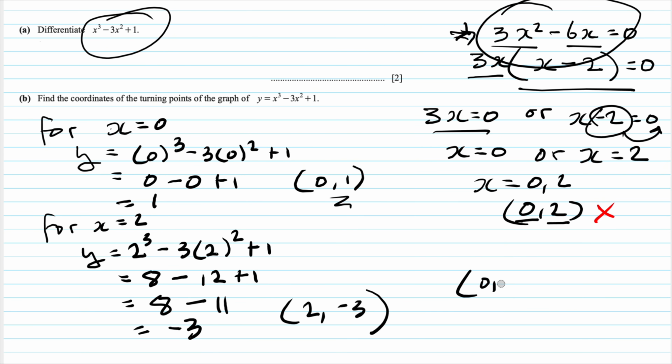So we have (0, 1), and then we have (2, minus 3). These are the turning points.